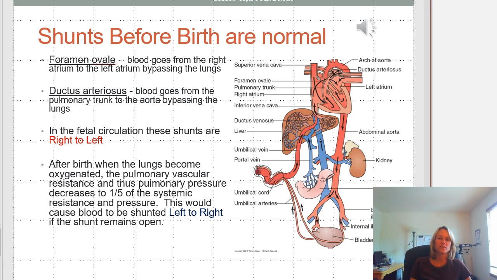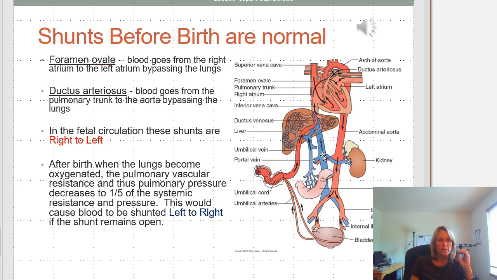Now, shunts before birth are normal. And there's a couple of shunts that we have before birth that help to bypass the lungs. One is the foramen ovale. So remember, the fetus is getting oxygen from the placenta and not from its own lungs. So we have a couple of ways to bypass the lungs.